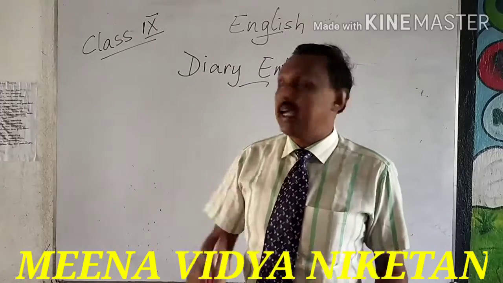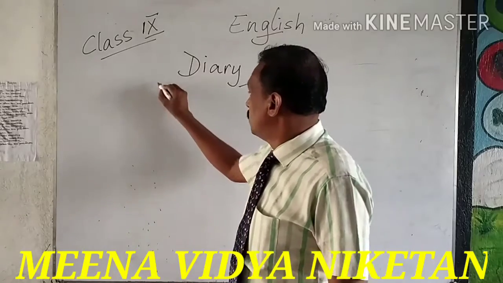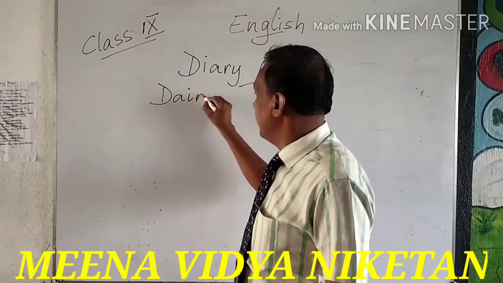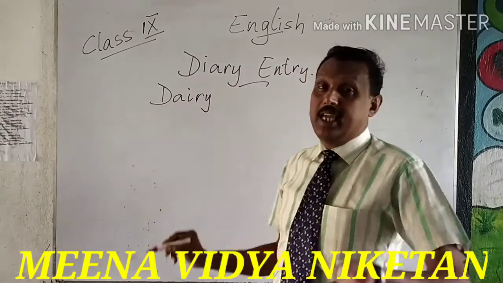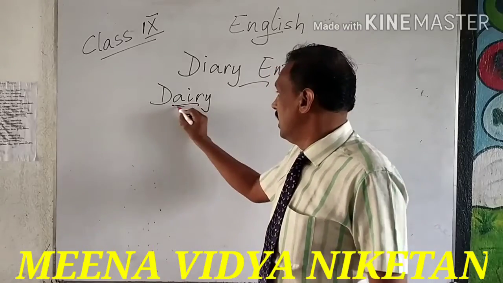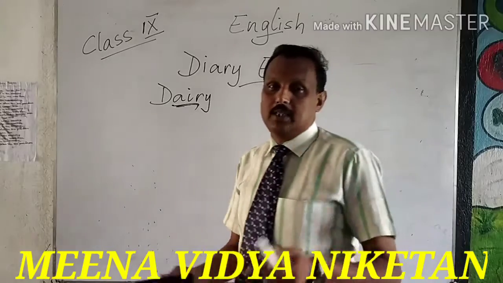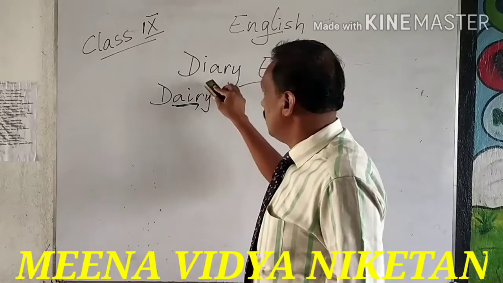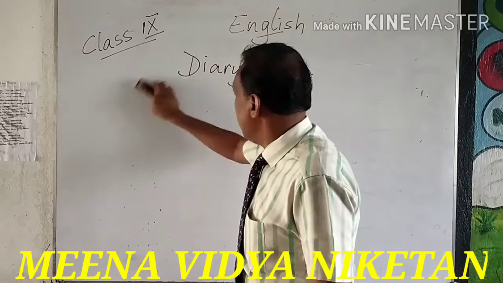You all might have seen a diary. Daily you write the date, and then what happened that day. And see the spelling: diary is D-I-A-R-Y, and this one is D-A-I-R-Y, dairy. This is milk and milk products, the dairy products, Amul butter, you might have heard about it. So diary is D-I-A, and dairy is D-A-I.